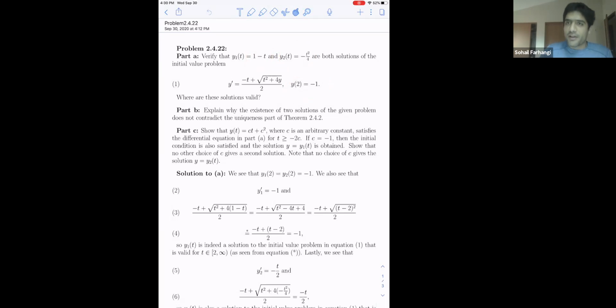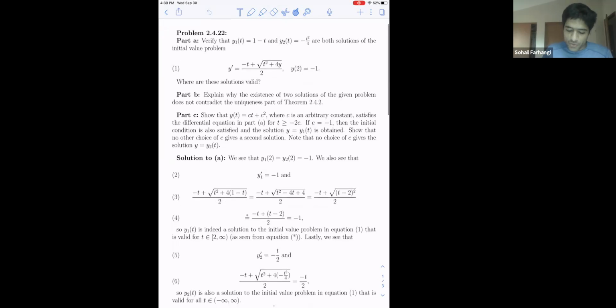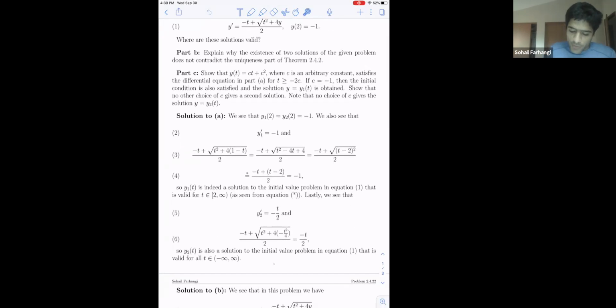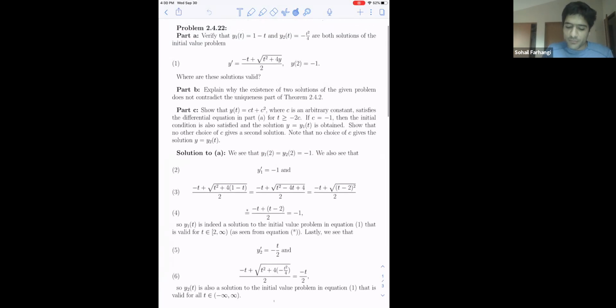Now to actually verify that two functions they gave us are solutions is not too hard. We just have to plug it in to the equation and make sure everything works out. So sure enough, it will. We can go ahead and easily verify that both of these satisfy the initial value of y of 2 equals negative 1. I can see that 1 minus 2 is negative 1, so that's fine. 2 squared is 4. Negative 4 over 4 is also negative 1. So both of those check out.